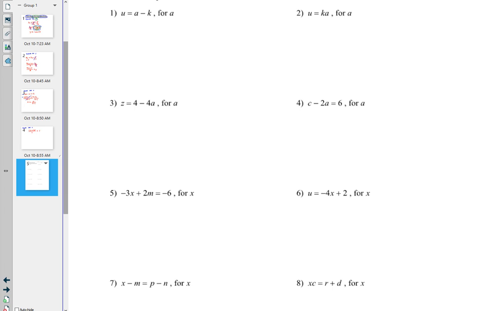For A. How would I solve for A there? It takes one step. How would I get the A by itself? Get rid of the K. Good. How am I going to get rid of the K? The opposite of minus K is plus K. What is U plus K? I have no idea. So you just leave it as U plus K equals A.